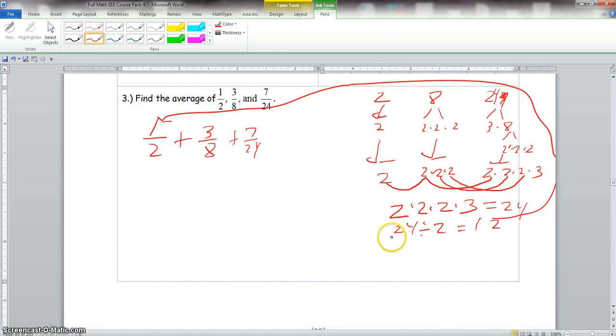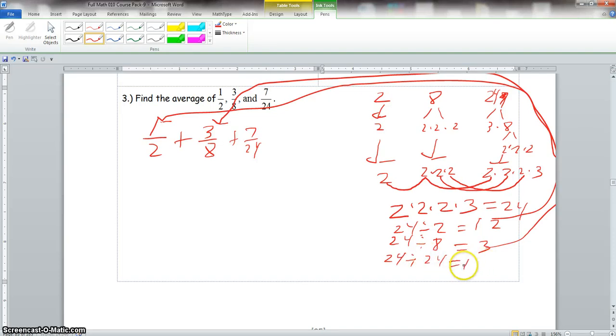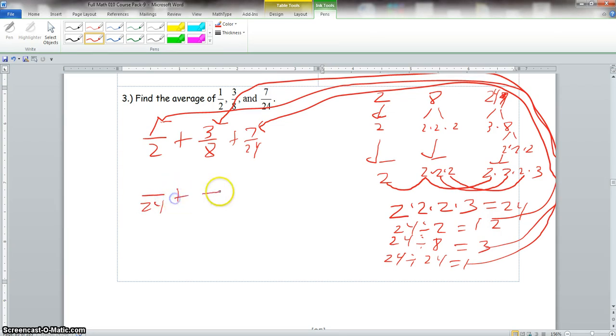Okay, next, we'll take the new denominator, which is 24, divided by the old denominator, which is 8. So this 3 here will multiply to this 3 here. And then finally, 24 divided by 24 will give us 1. So we know that this 1 here will multiply by this 7 here. So remember, our denominators are 24.